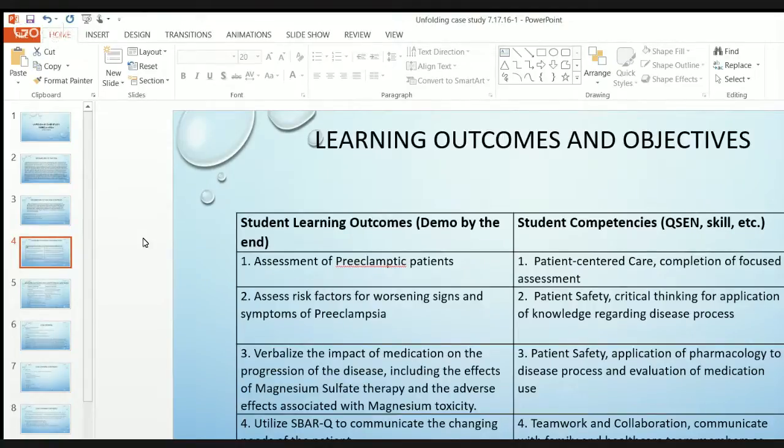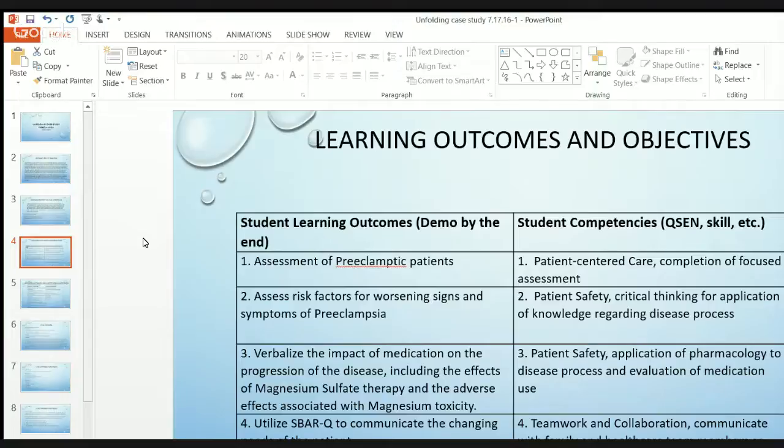So when we look at it, we of course want them to have assessment skills for preeclamptic patients. They should be able to assess risk factors for worsening signs and symptoms of preeclampsia. They should be able to verbalize the impact of medication on the progression of disease, including the effects in particular of magnesium sulfate therapy and the adverse effects associated with magnesium toxicity.